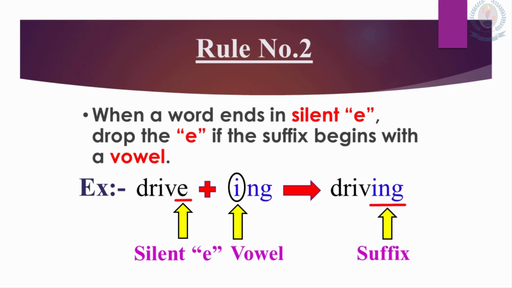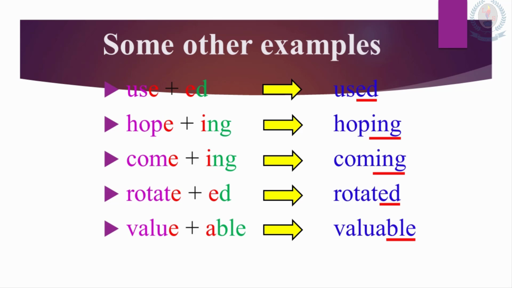Rule number 2. When a word ends in silent E, drop the E if the suffix begins with a vowel. Example: drive plus ing becomes driving. Here you can see, even though the word drive ends in silent E, the suffix begins with a vowel. So, when you add a suffix to this kind of word, you need to drop the letter E and then add the suffix. These are some other examples for the words ending in silent E.